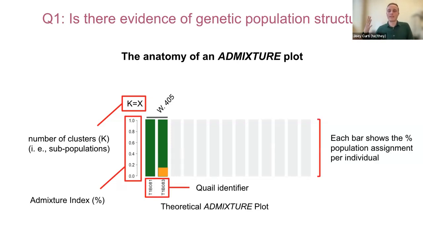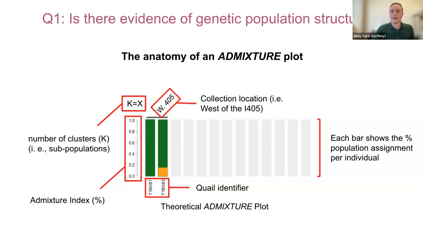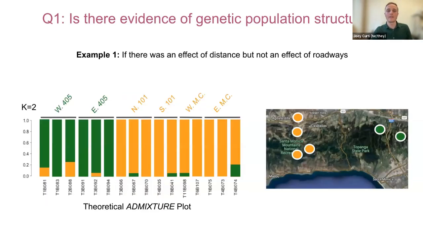Each of these bars, again, is an individual, and you'll see a mixture of different colors representing how much of their genome corresponds to one population versus another. And then finally, you have the collection location. So here we have W405, which would indicate west of the 405. You'll see different combinations of road side and road sampling area throughout the talk, and that's the nomenclature that you can expect.